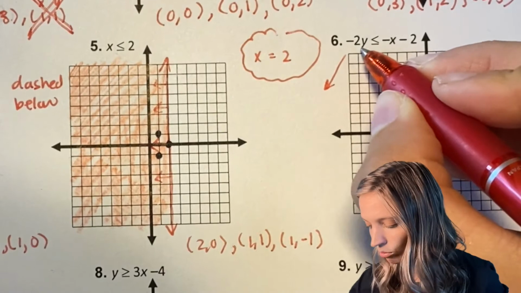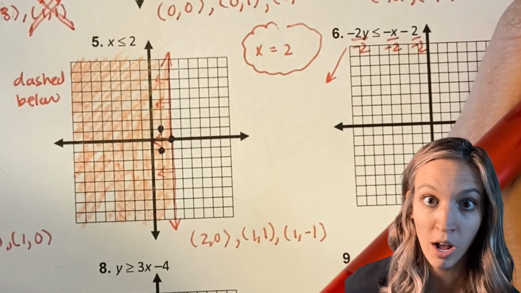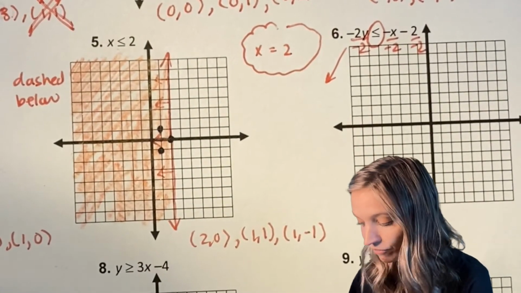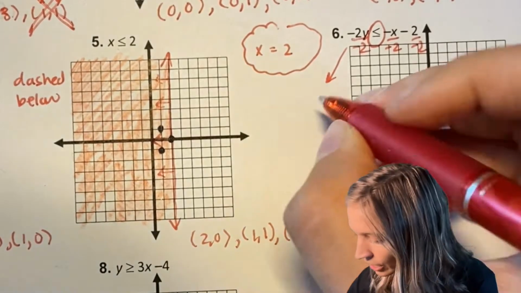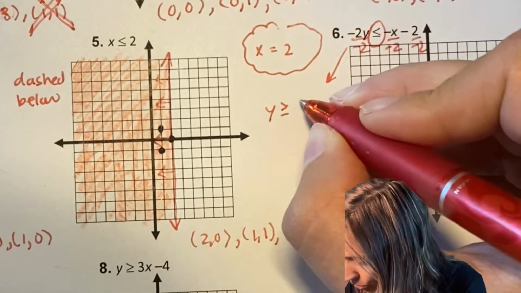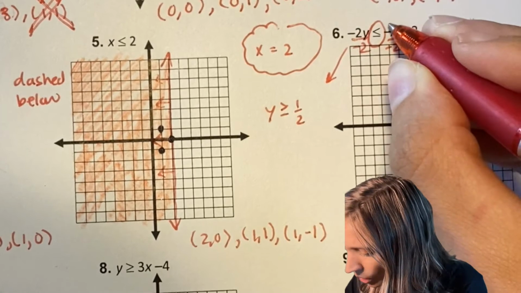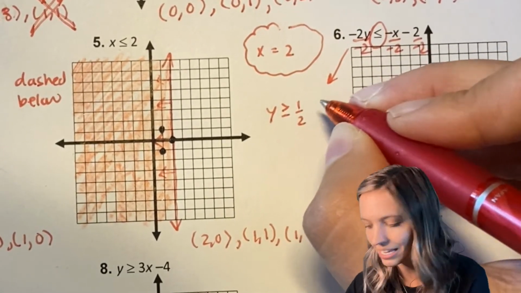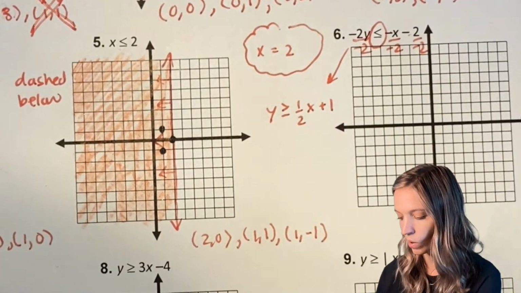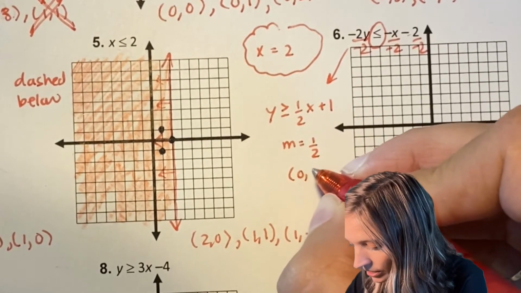The only thing that's hanging out with y is this -2 right now, so I'm just gonna quickly divide by -2. Do you have that big alarm going off like I have that big alarm going off? I'm dividing by a negative and this is an inequality, so I have to flip my sign. So it's gonna be y is greater than or equal to this time instead of less than or equal to 1/2, because negative divided by a negative is a positive. So I'm writing it as 1/2 so I can clearly see that slope in front of my x. And then -2 divided by -2 is +1, so I have +1. So now it's easier to see my slope is 1/2 and my y-intercept is 0, 1.